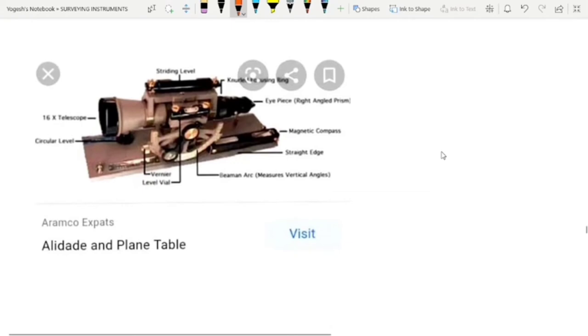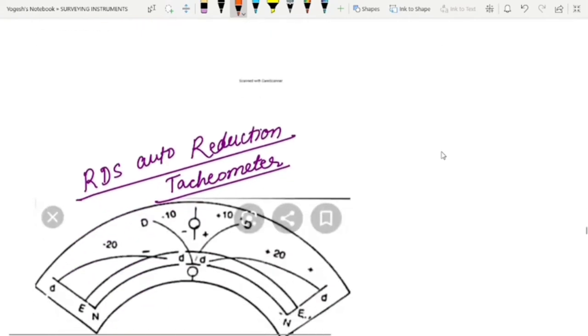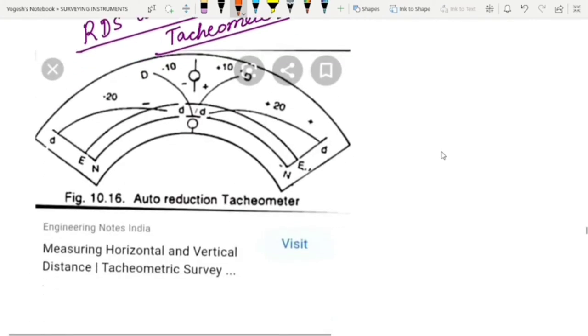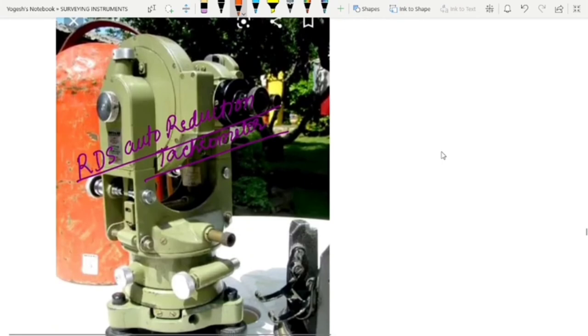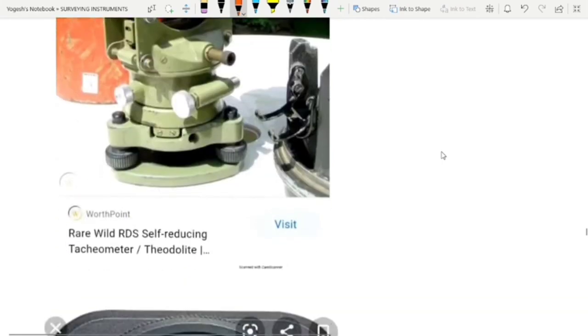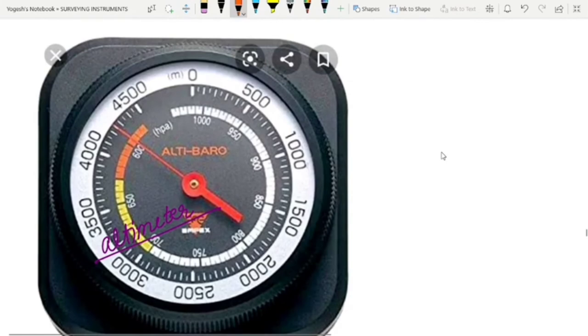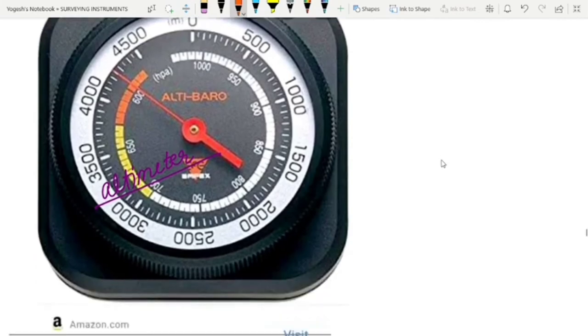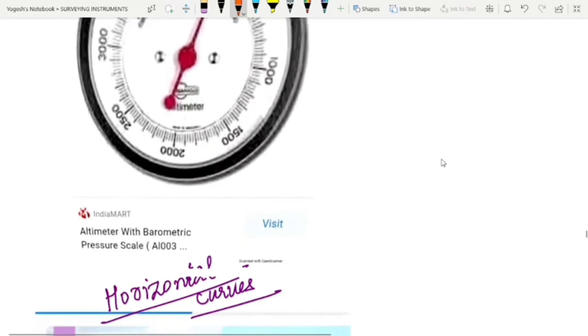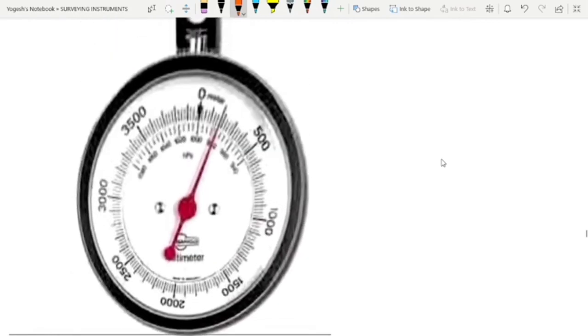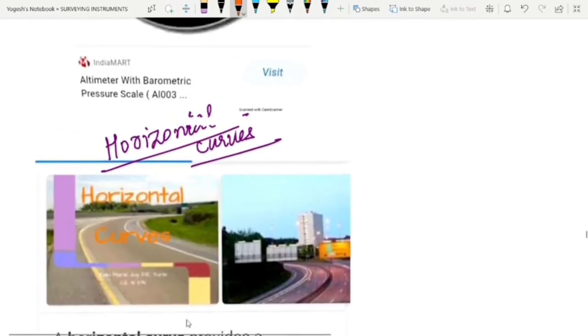This is the LED in plane table survey. This is the RDS auto reduction tachometer for different stadia surveying. This is the altimeter. Altimeter is the instrument for measurement of height and altitudes. This is the horizontal curve measurement. These are the horizontal curves on the roads.